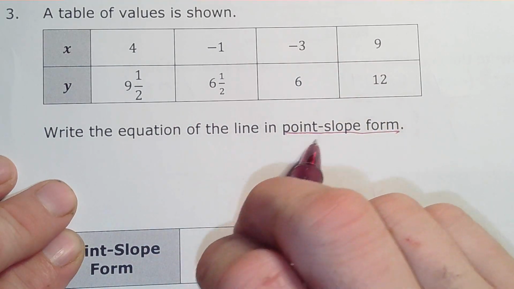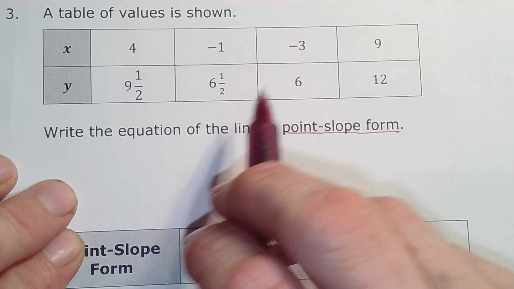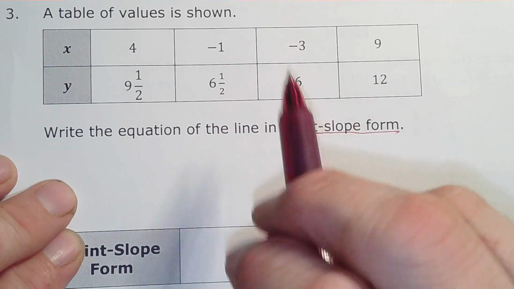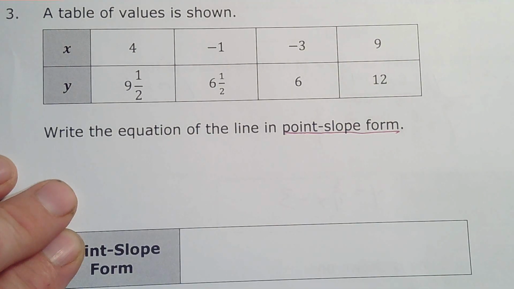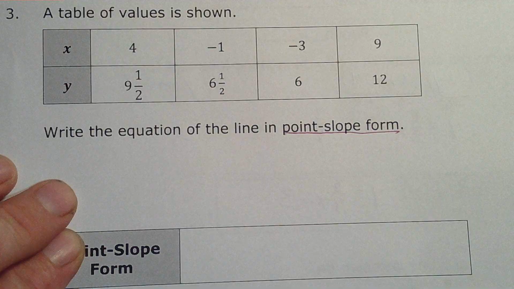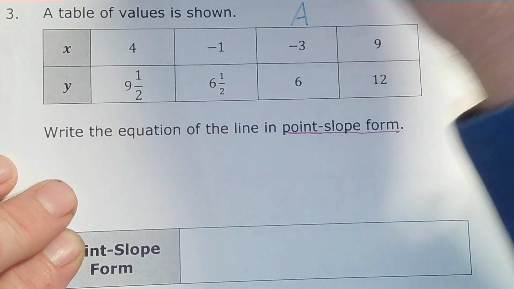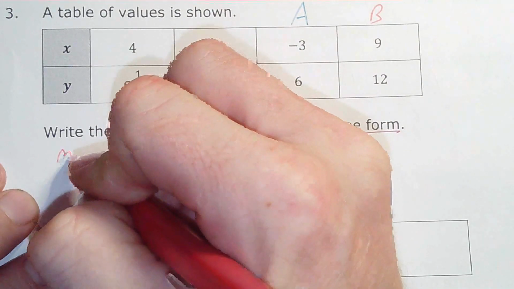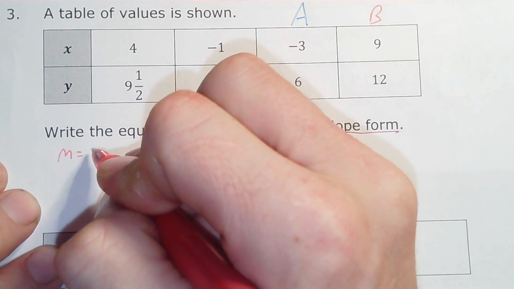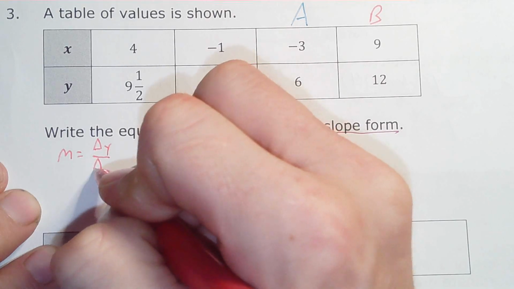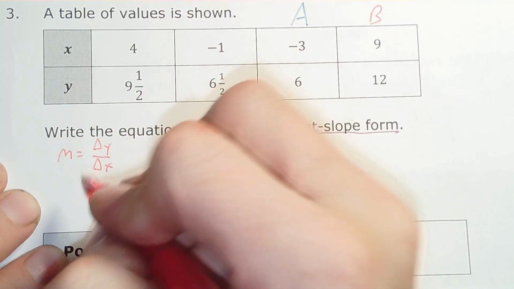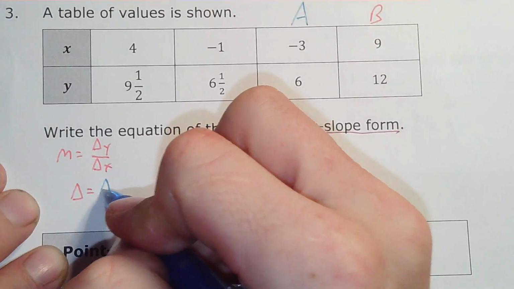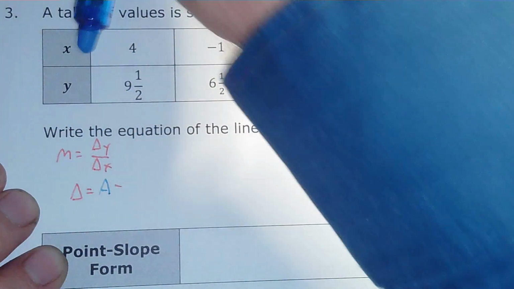So you're stuck with always having to find your slope anyway. I would choose the numbers that don't have any fractions, because that's going to make the math a little easier. So I'm going to choose this one to be A, and I'm going to choose this point to be B. And I'm going to say my slope equals my change in y over my change in x, and then say my change equals my point A minus my point B.